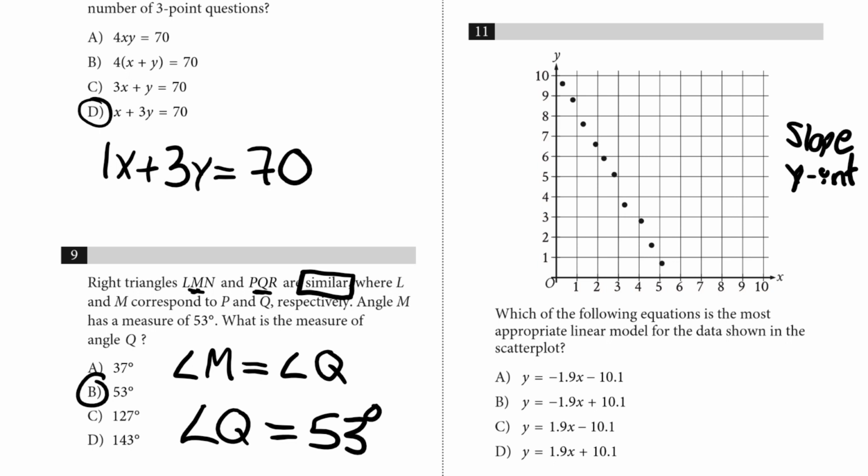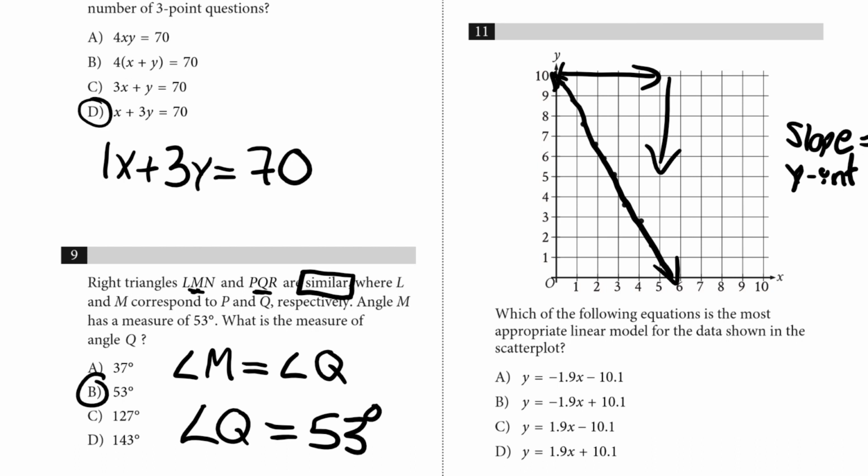For the slope, from left to right, the line of best fit, which is this line that I'm drawing now, more or less, is decreasing. The y value is going down as the x value is going up. So that means that our slope has to be a negative number.